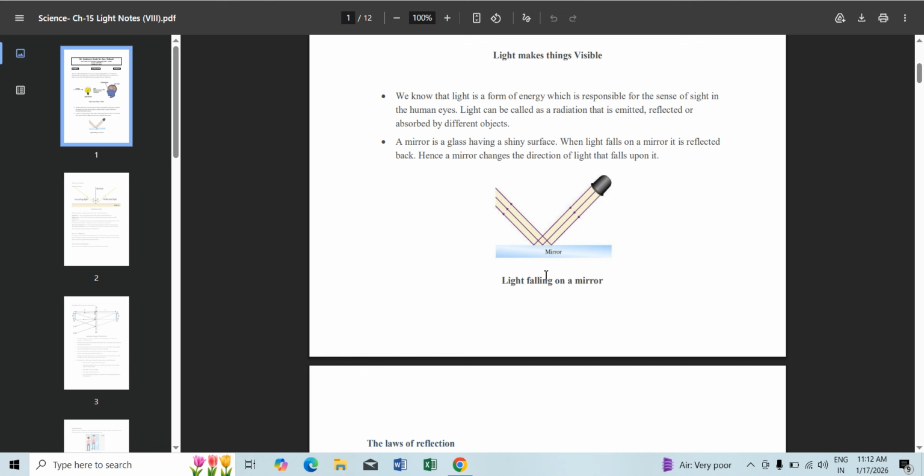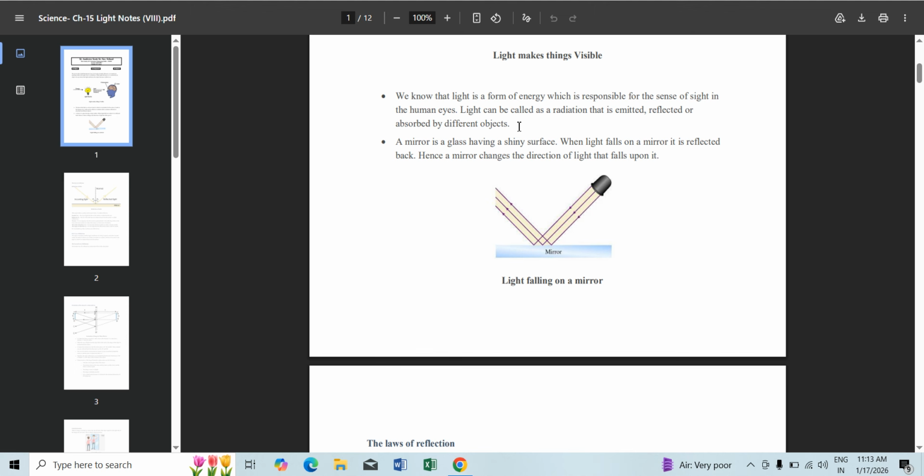So today we are going to go through a new chapter of class 8 NCERT syllabus, that is reflection of light. So first the question raised is, what is light? Light is a form of energy which is responsible for the sense of sight in human eyes. It can be called radiation that is emitted, reflected, or absorbed by different objects. So light basically is a form of energy that helps us to see.